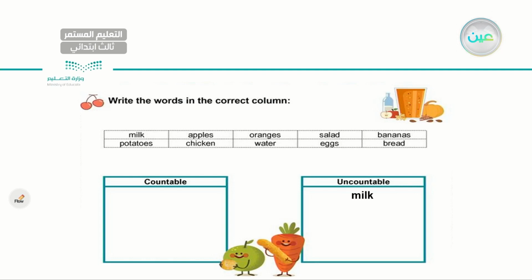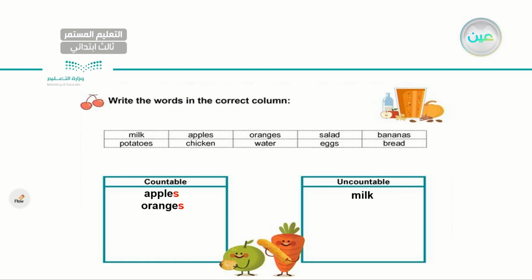How about apples? Are they countable or uncountable? Actually, apples are countable. That's why we have s for plural. How about oranges? I know you can get this one. It's the same as an apple. They are both countable. Very good. How about salad?